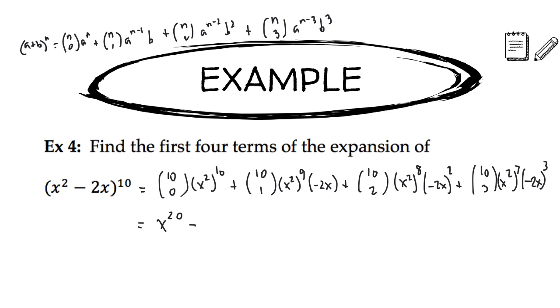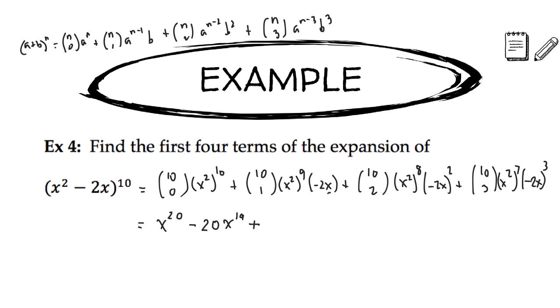10 choose 1 is 10. x squared to the 9th is x to the 18th. There's a negative 2 there. Negative 2 times the 10 makes a negative 20. And the total number of powers of x that I have is x to the 19th: x squared to the 9th plus an extra power of x right here.